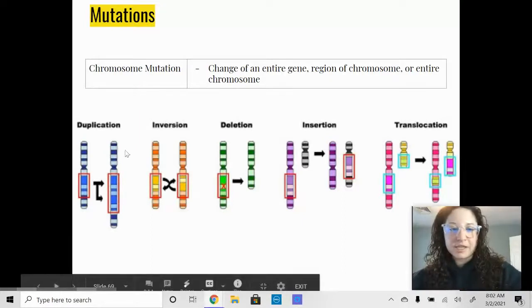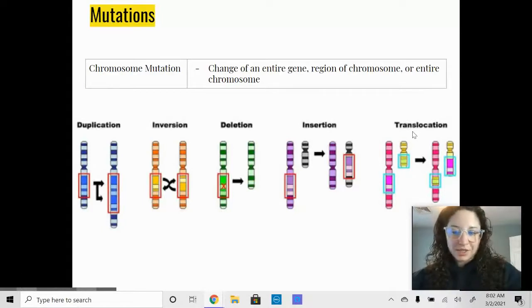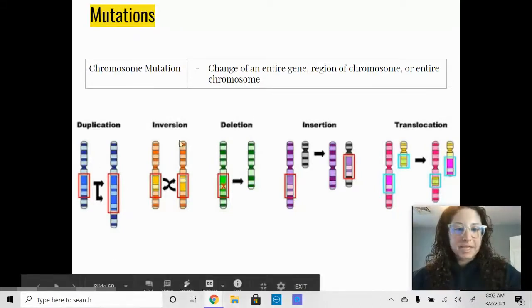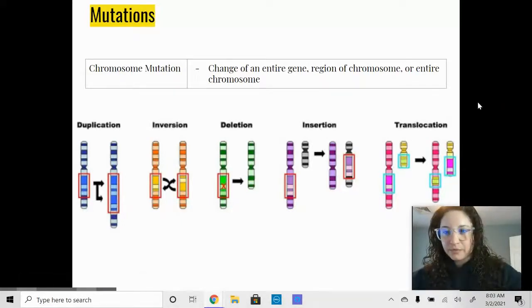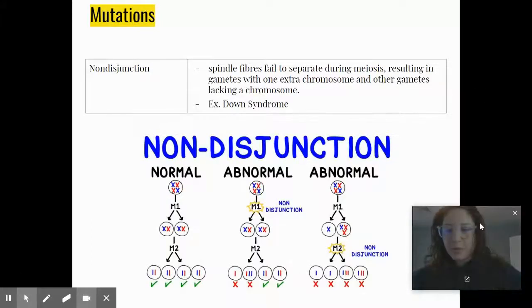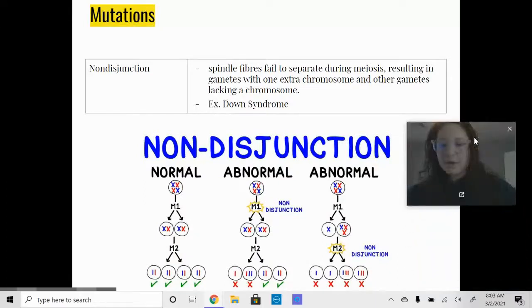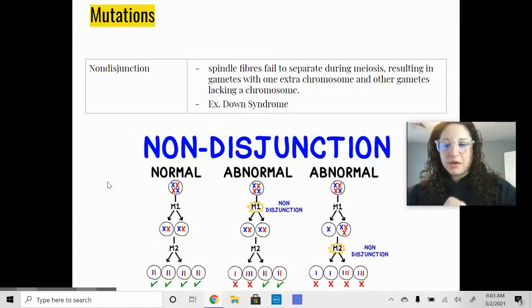And what you're seeing are the different types of chromosome mutations, except for non-disjunction. So we will be talking about non-disjunction. That's actually how Down syndrome forms. But these are the different types. So duplication, inversion, deletion, insertion, and translocation. So before we get into those, like I said, let's talk about this non-disjunction chromosome mutation.